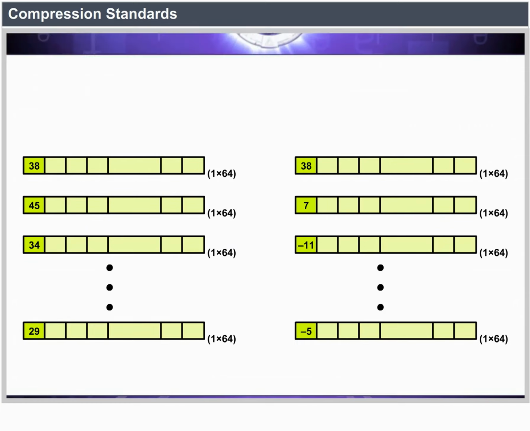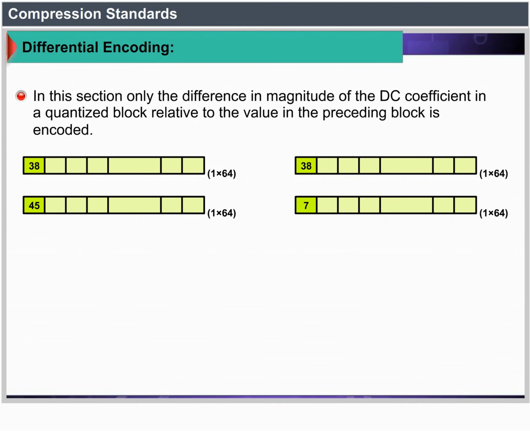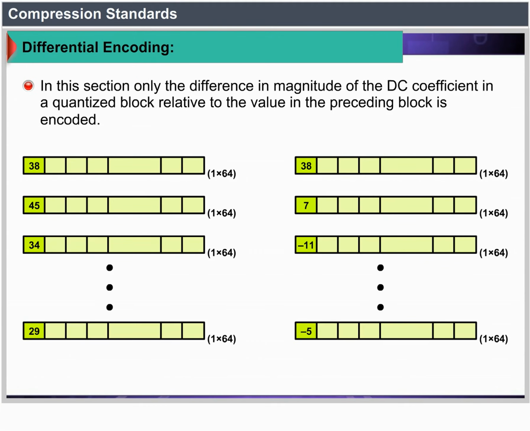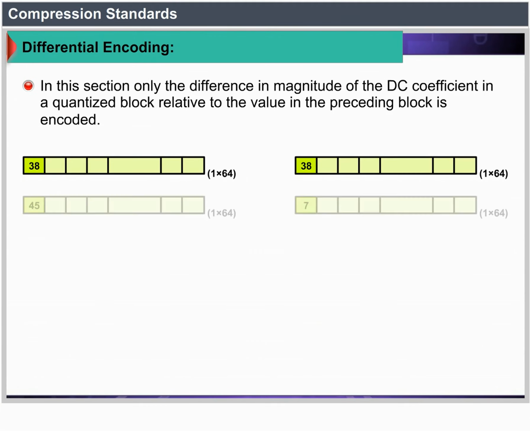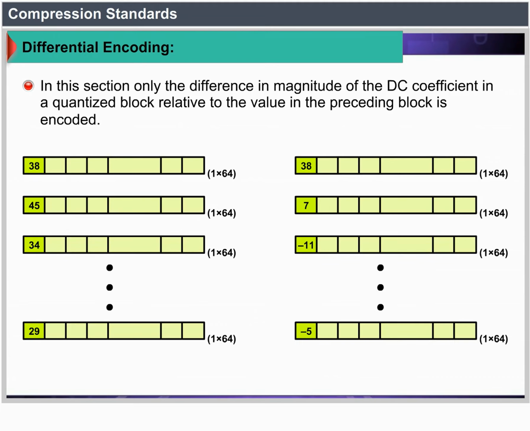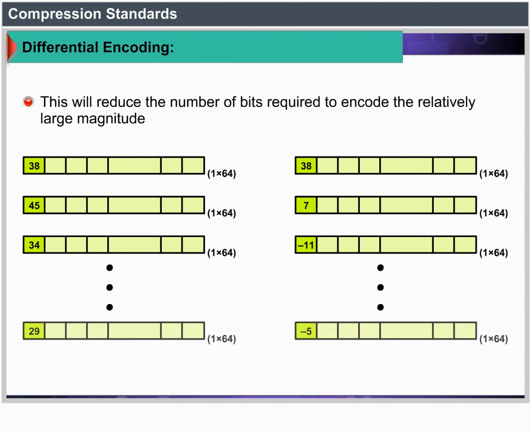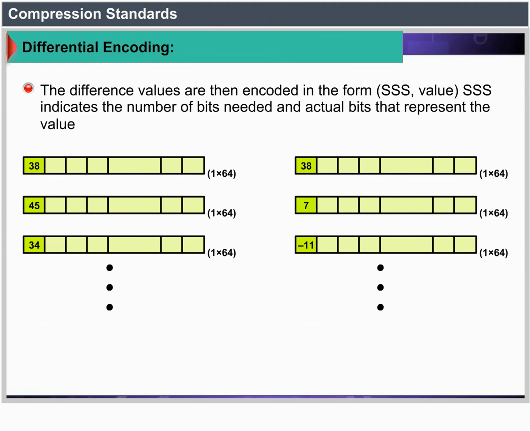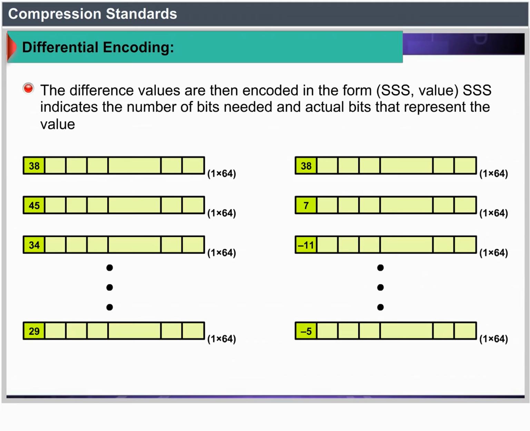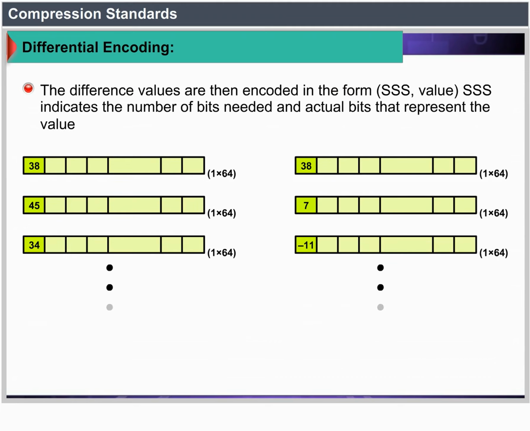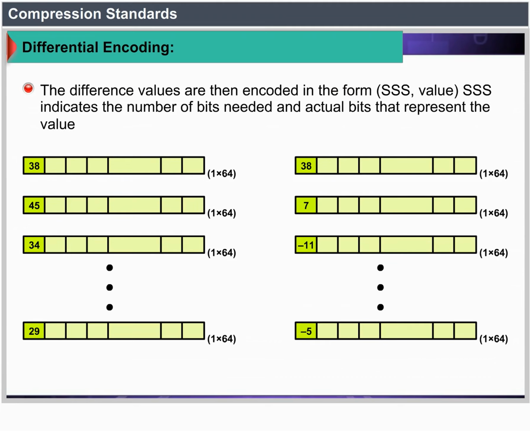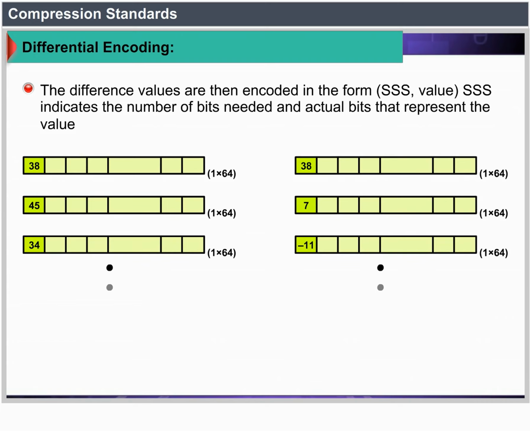Differential encoding. In this section, only the difference in magnitude of the DC coefficient in a quantized block relative to the value in the preceding block is encoded. This will reduce the number of bits required to encode a large magnitude. The difference values are then encoded in the form SSS, value. SSS indicates the number of bits needed, and the actual bits represent the value.